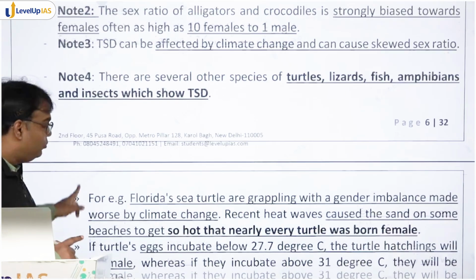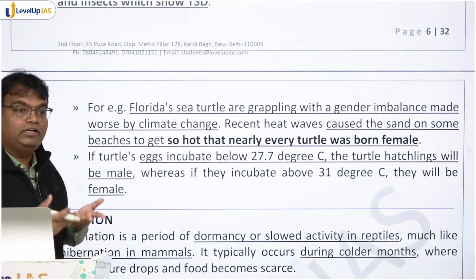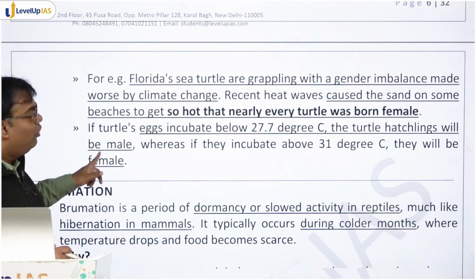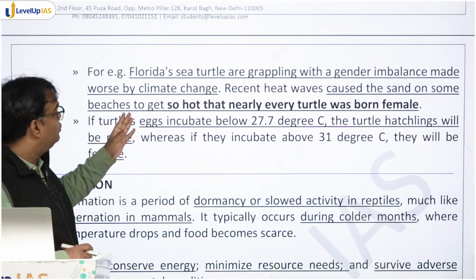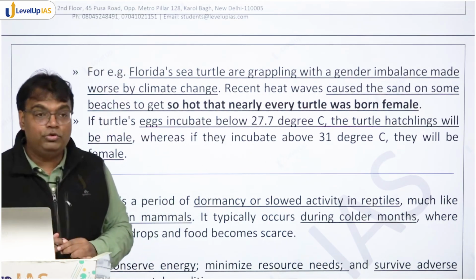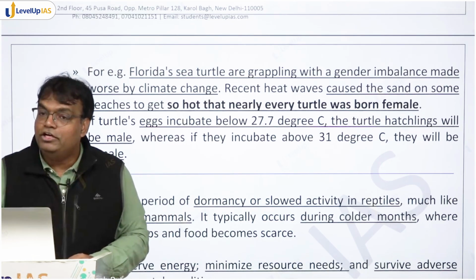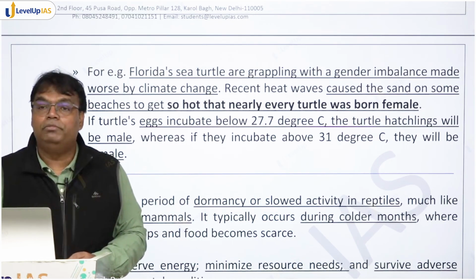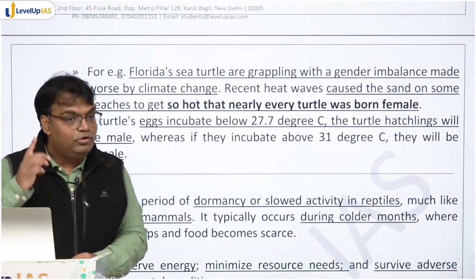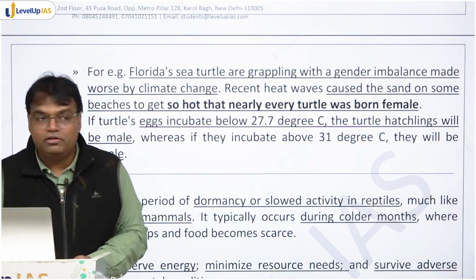Here, look at an example. In Florida, temperature has recently gone up. So when turtles laid eggs there, those eggs were incubated at higher temperature, and what happened? The temperature was so hot that nearly every turtle was born female. So look, here in hot temperature, female is being born. In case of crocodile, if the incubation temperature is higher, what is born? Male. So how did I remember this? In crocodiles males are hot, and in turtles females are hot.